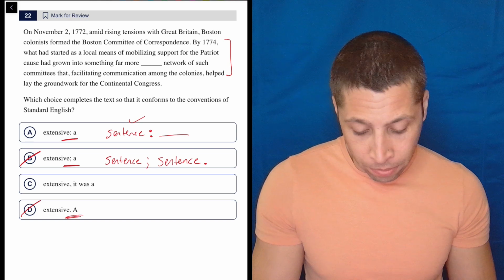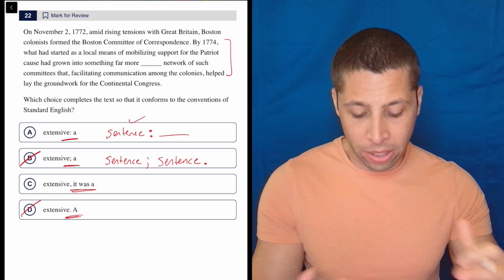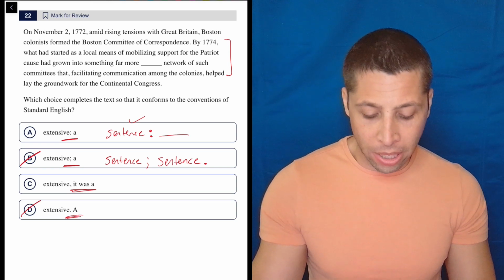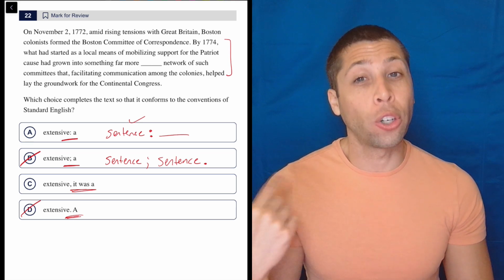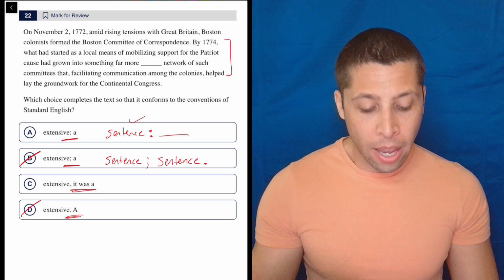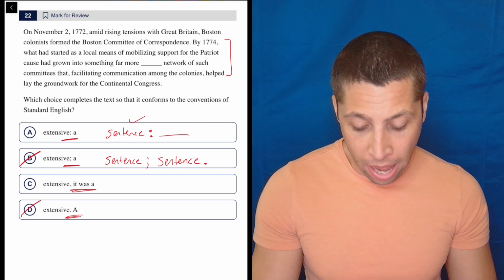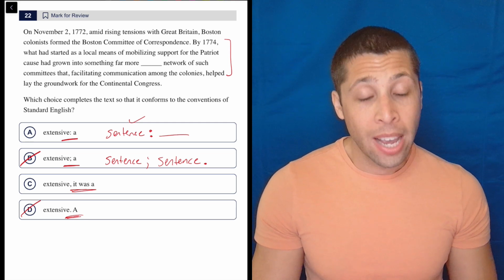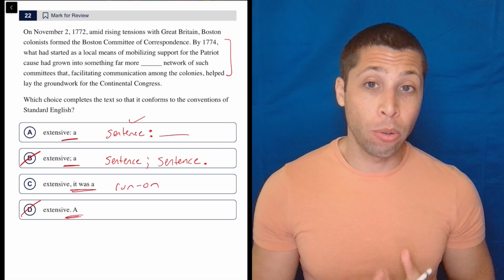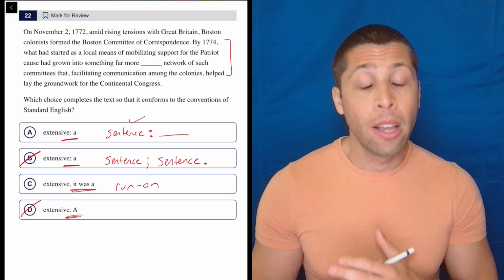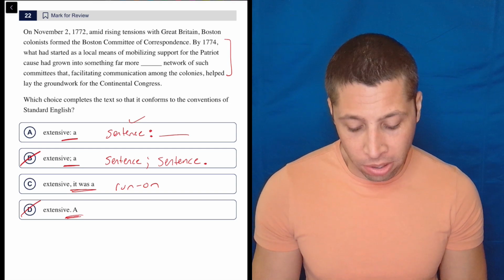This seems to work. Now, if I went with choice C, notice I'm changing the wording, so that's going to affect how these sentence structures work. So the first part leading up to extensive and the comma would still be a sentence. But now I think if I add the it was, I'm turning the second part into a sentence too. It was a network of such committees that, facilitating communication among the colonies, helped lay the groundwork for the Continental Congress. It's a clunky sentence, but it's a sentence. And so this would be a run-on, because we are now joining two sentences in a way we can't. We're using just a comma. We can use a comma and a conjunction like and, but we can't use a comma alone. That's not enough. So this is going to go away too.